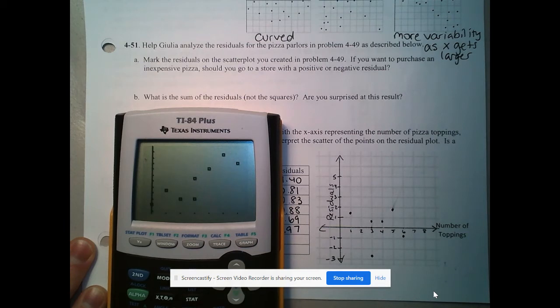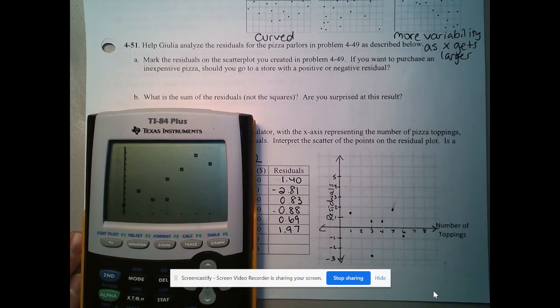Now, those are the points for the number of toppings on the x-axis. So 0 toppings, 1 topping, 2 toppings as we move to the right, and the price of the pizza with that number of toppings. We need to get this residuals column filled in. We cannot do that until we have a least square regression line.